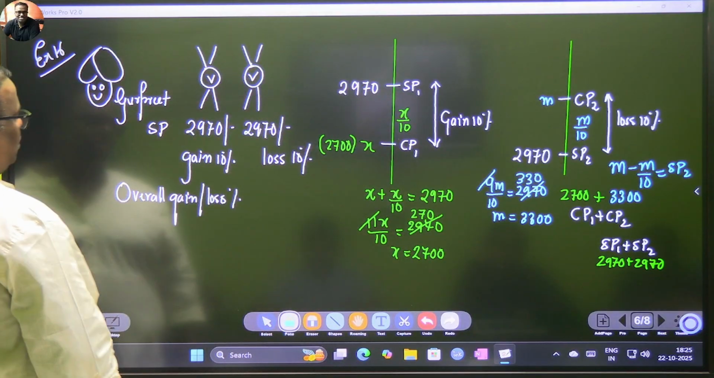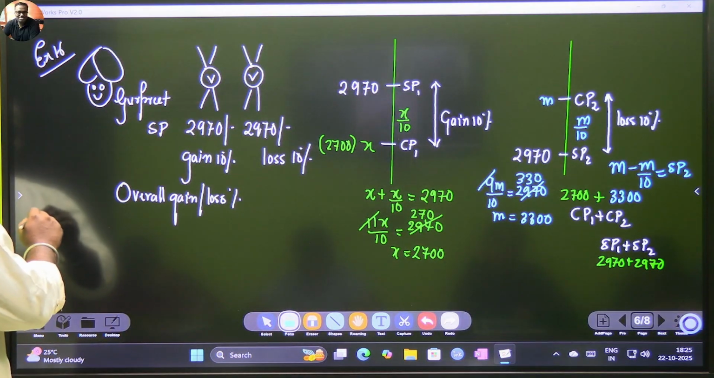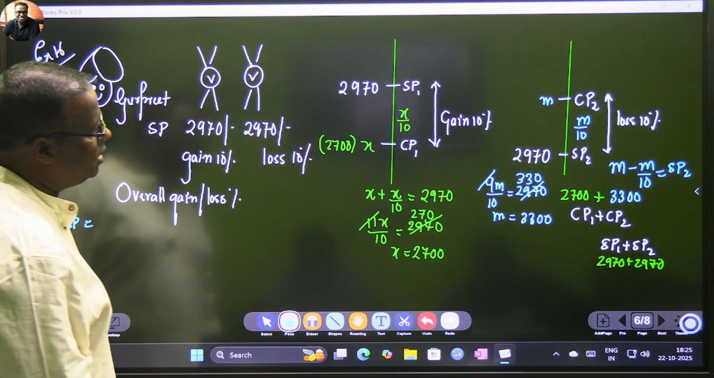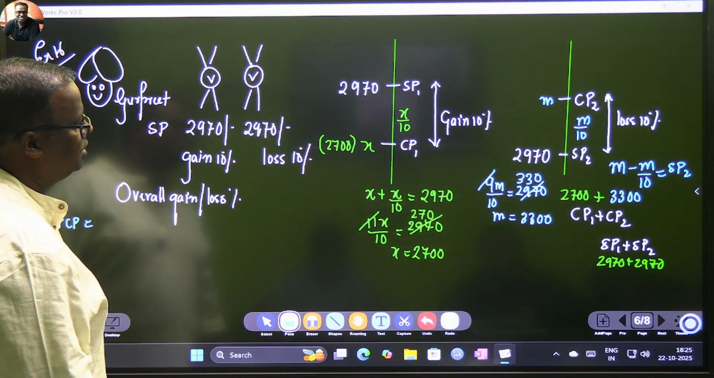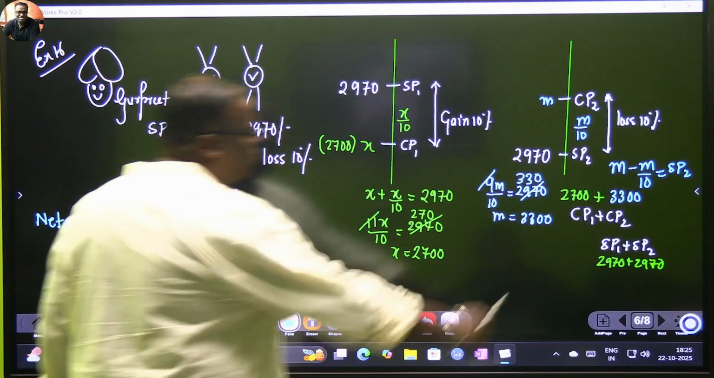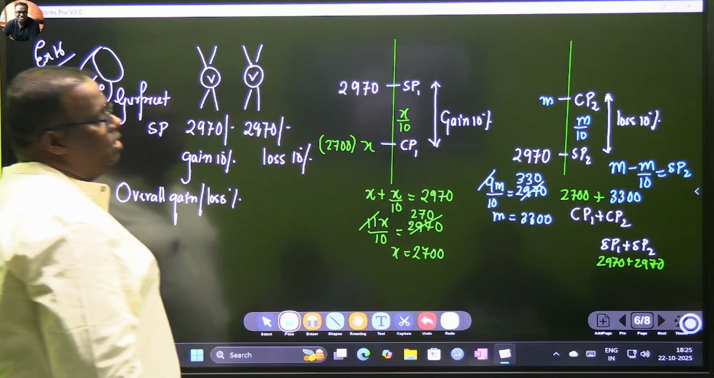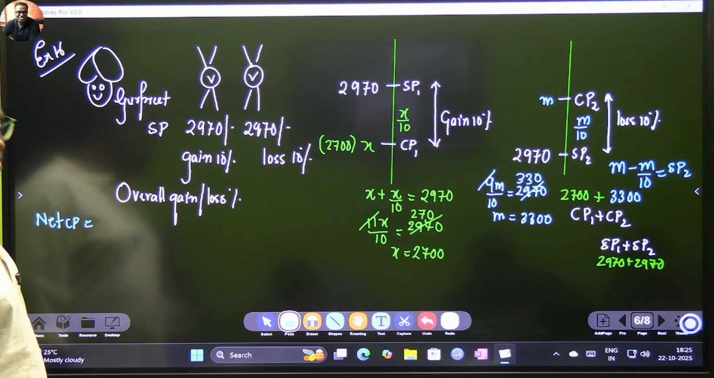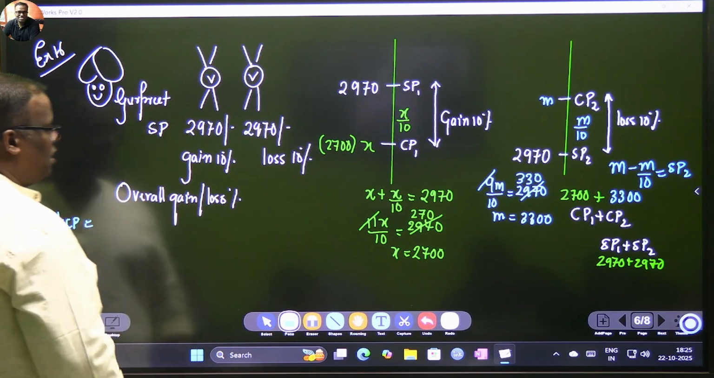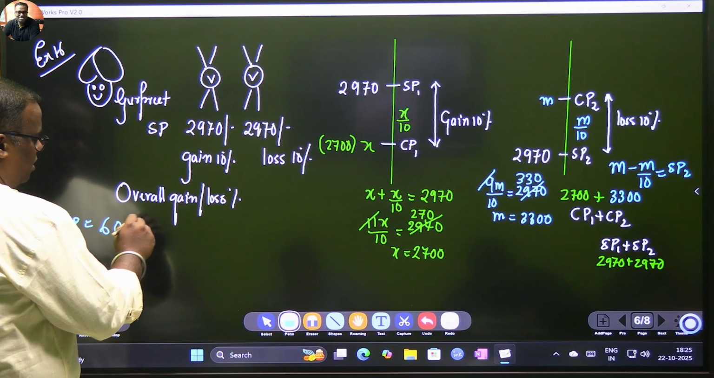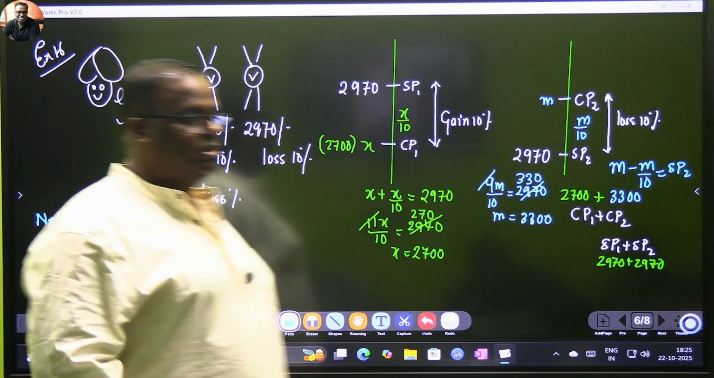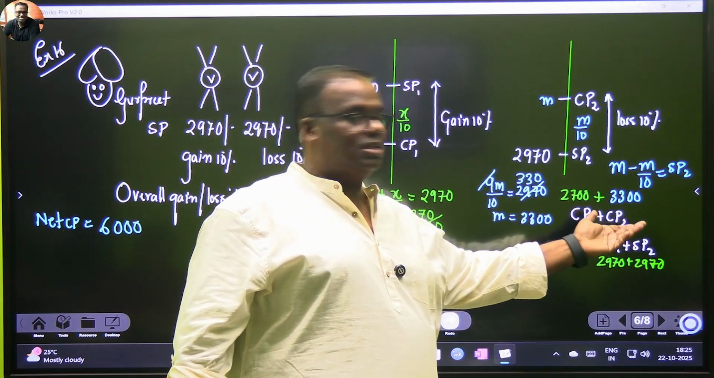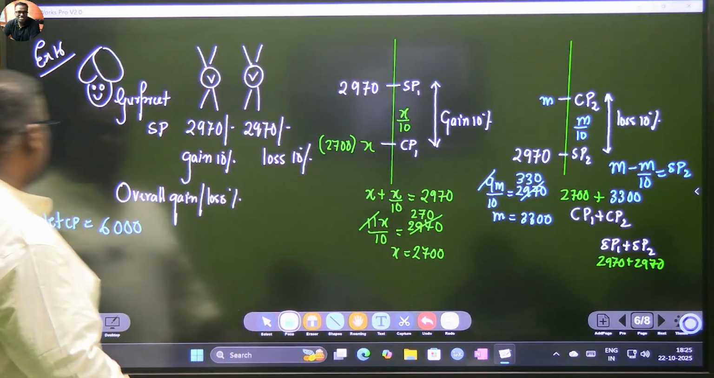Now find out the net CP. First we have to find out whether it is bigger or smaller. What is the net CP, beta? No, net CP: CP1 plus CP2. 0, 0. Then 30 and 20 makes 50. 3 and 7 makes 10. So it becomes 6,000. Correct or not? 30 and 20 is 50. 7 and 3 is 10. 6000.